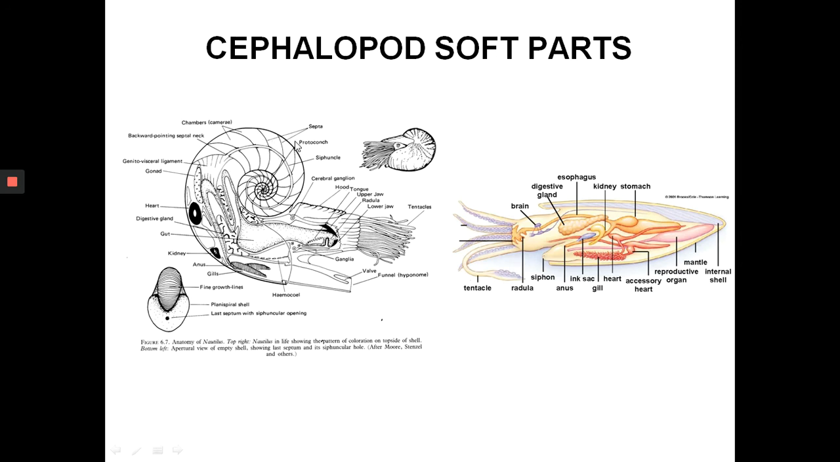So this is important now. If you look at the shape of the shell of Nautilus, it looks very similar to the shell of a gastropod, like a snail. It's coiled, but this is the main difference. The shell has lots of walls inside it, the septa. That's how you differentiate between cephalopod shells and gastropod shells.